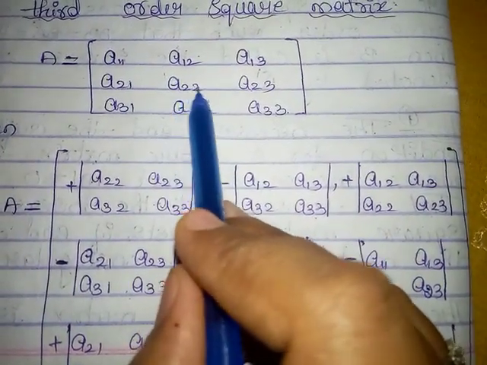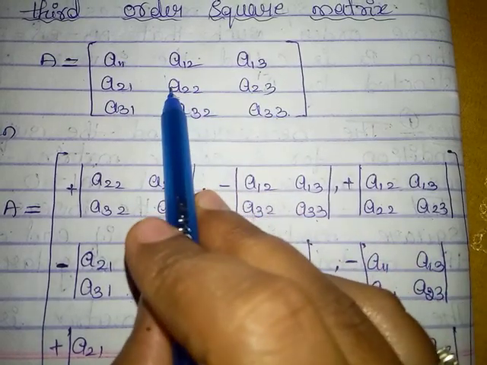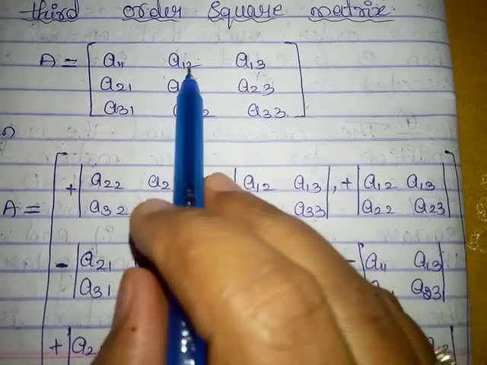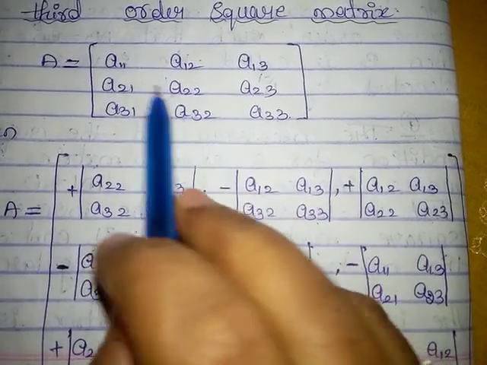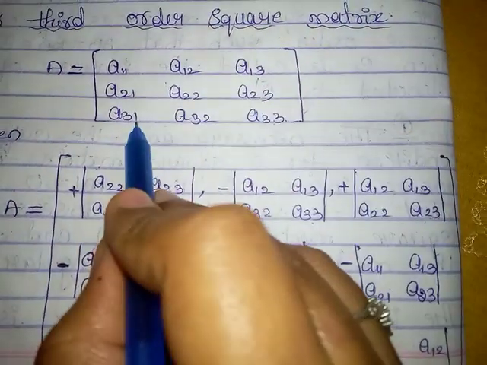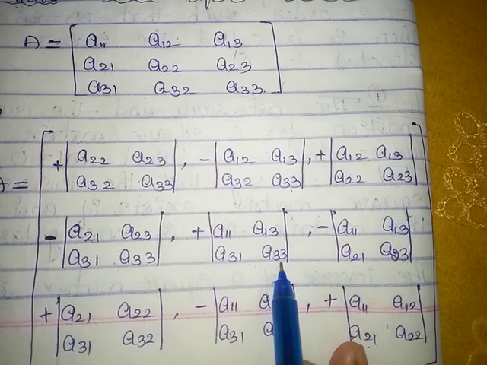Similarly A22. Here the A22 element is present in the second column and second row, so we have to avoid this second column and second row. The remaining elements are A11, A13, A31, A33.